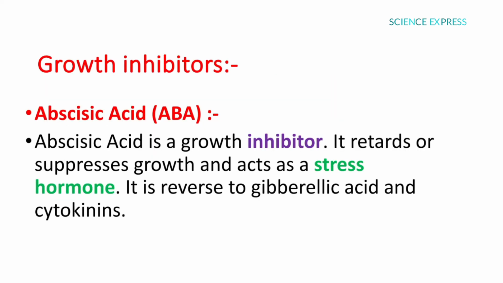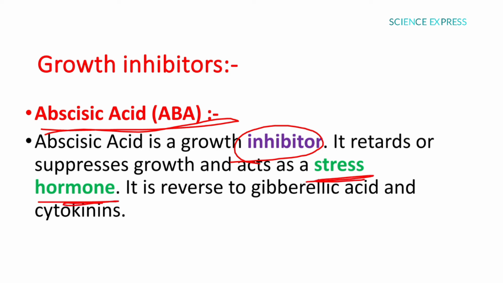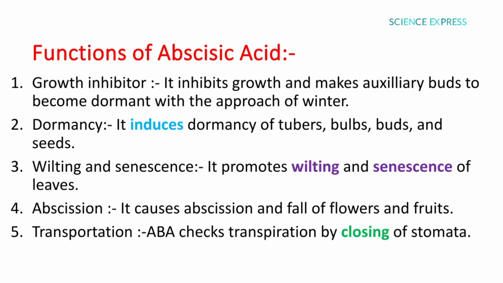Now let's discuss the growth inhibitor hormone, abscisic acid. Abscisic acid is a growth inhibitor. It retards growth and acts as a stress hormone. Clear? Another name for abscisic acid is stress hormone. It acts opposite to gibberellic acid and cytokinins. So the functions of gibberellin and cytokinins are opposite to abscisic acid. Clear?